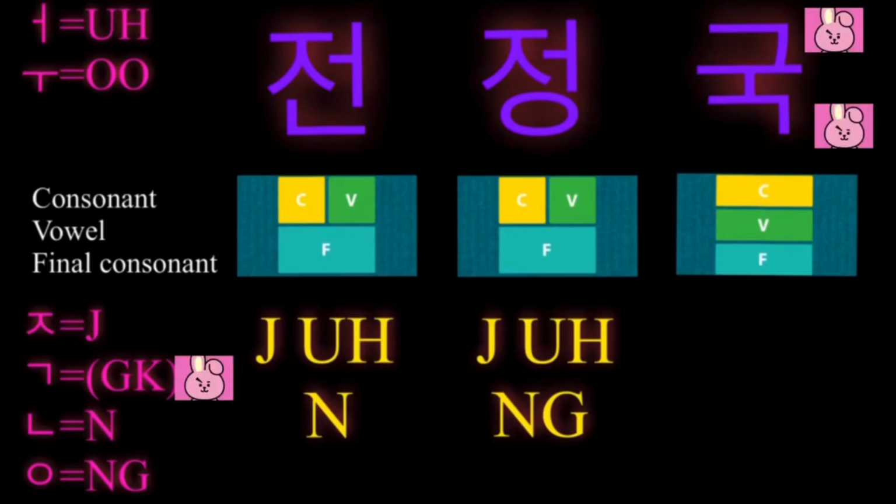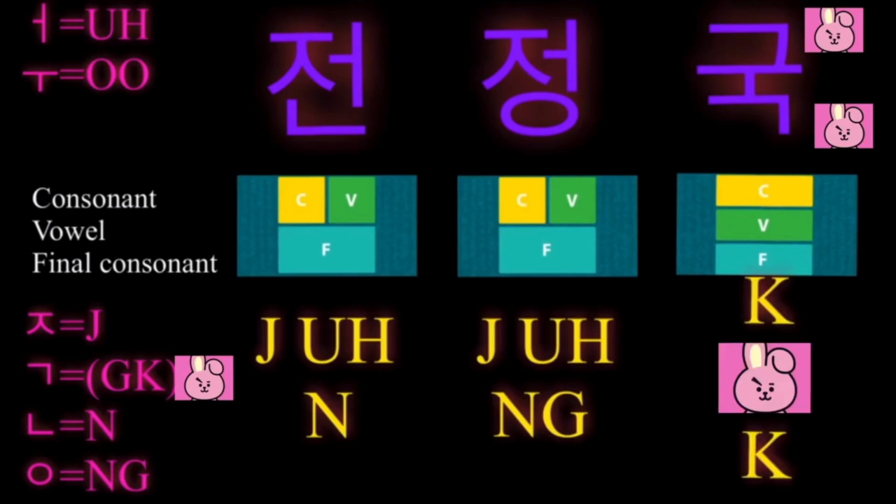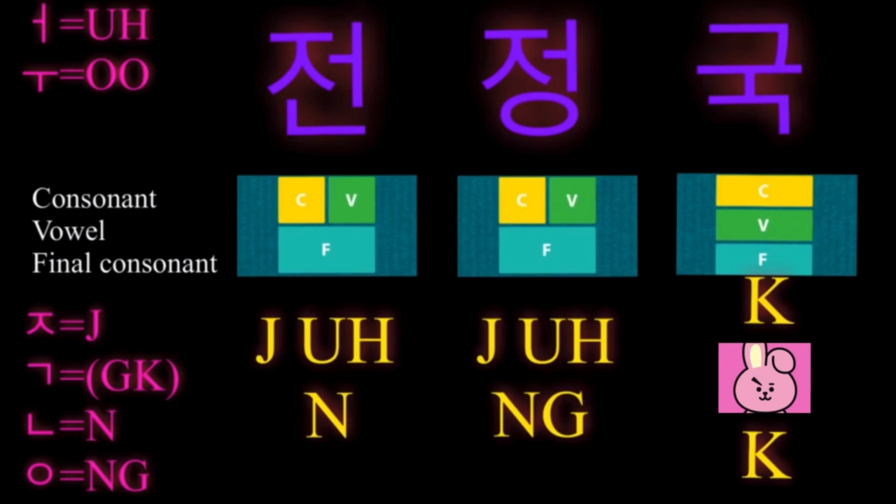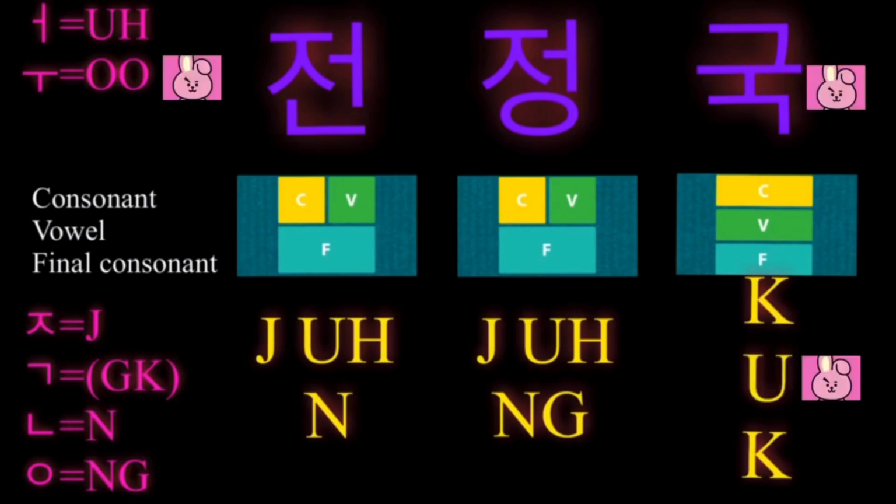And the third syllable is Kook. The first letter and last letter are GK. It's somewhere in between a G and a K. Gook. The vowel in this syllable is U.